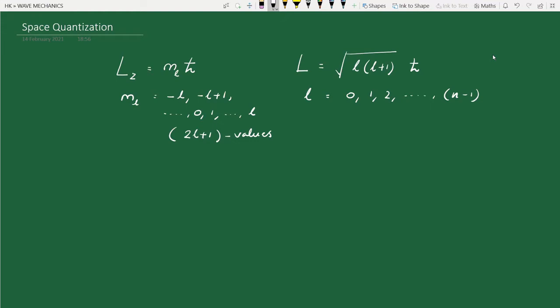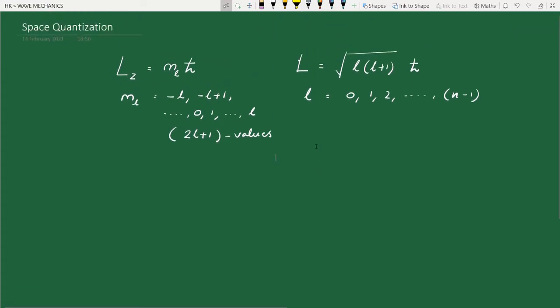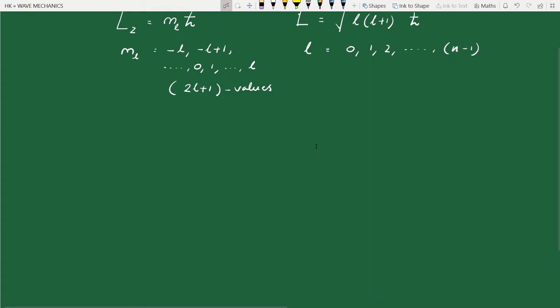Now, this equation talks about the quantization of the magnitude of orbital angular momentum, right? So the magnitude of orbital angular momentum has quantized values. Now what is the meaning of this equation? What is the meaning of the quantization of the z component of orbital angular momentum? Okay, let us try to illustrate this idea with some example. Then we will try to obtain a general idea about it.